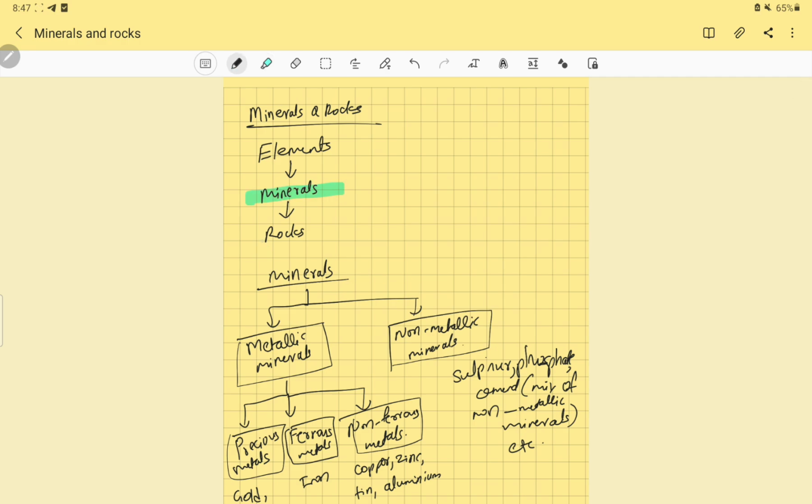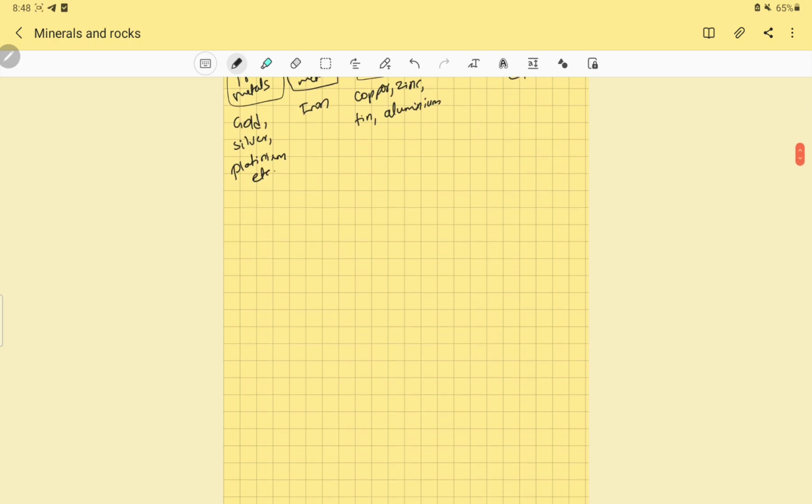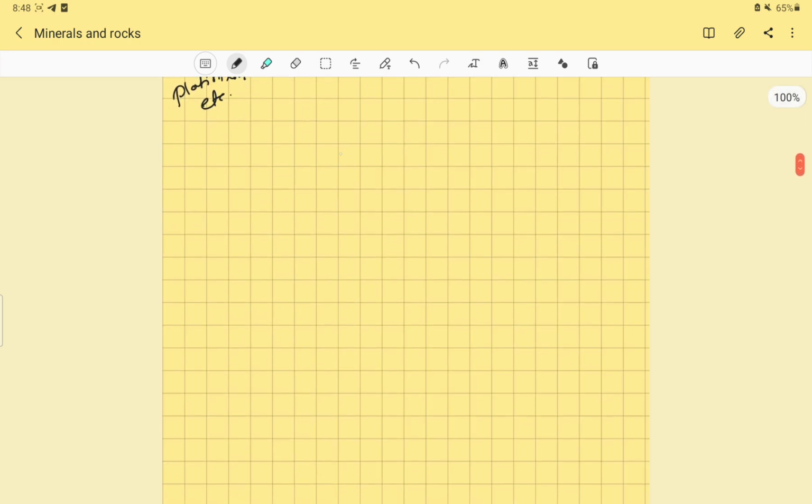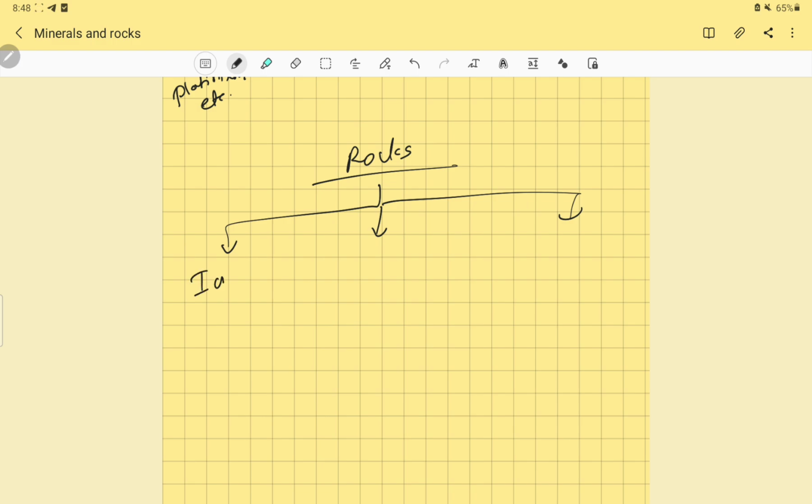Now let's go to study the types of rocks, like what are the varieties of rocks. So, clear with minerals, right? Okay, let's study about rocks. In rocks we have three types. The first one is igneous rock, then we have sedimentary rock, and finally we have metamorphic rock. Let's study what these rocks mean, how they are formed basically.